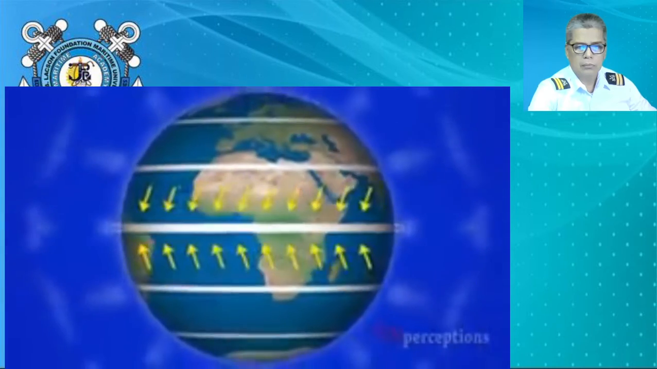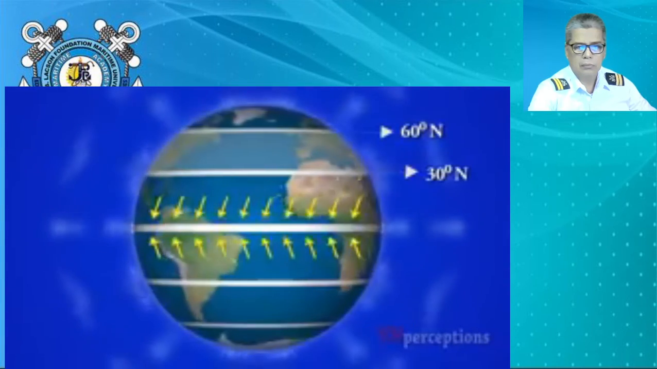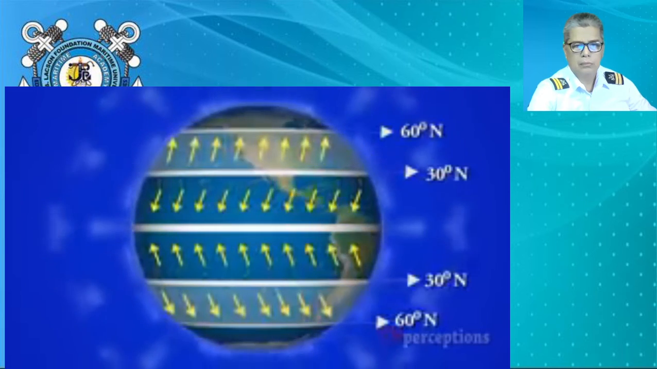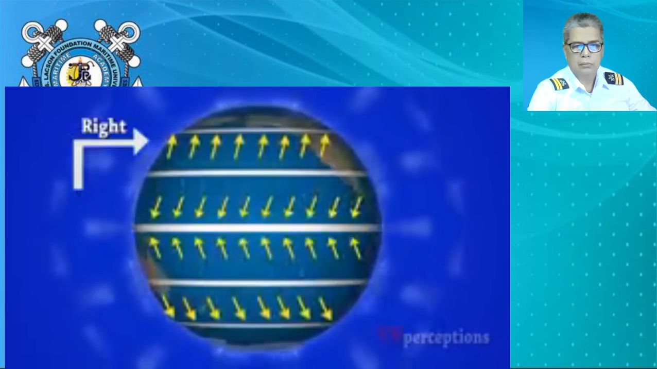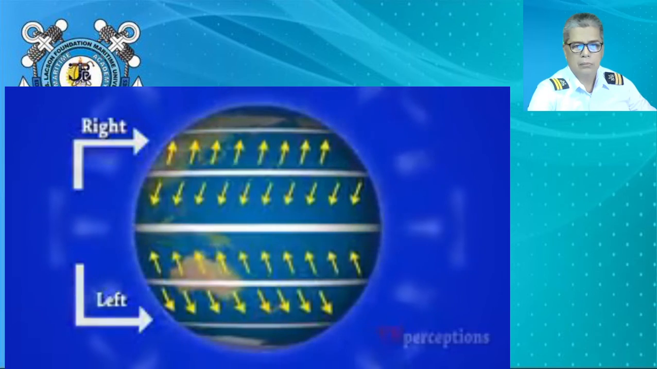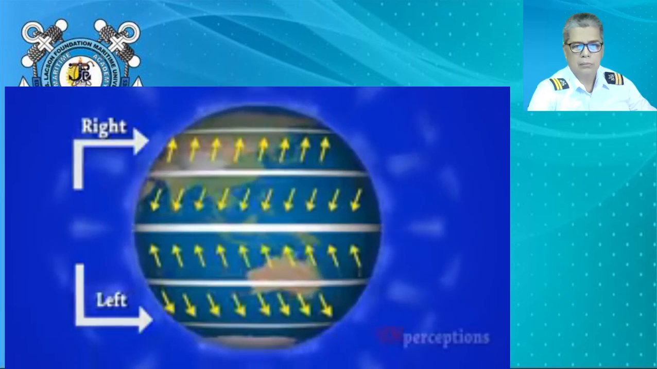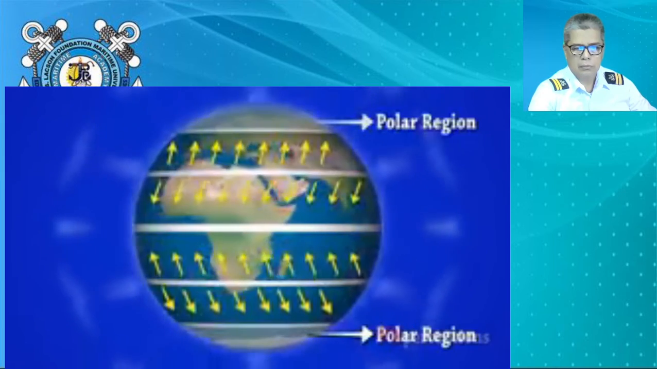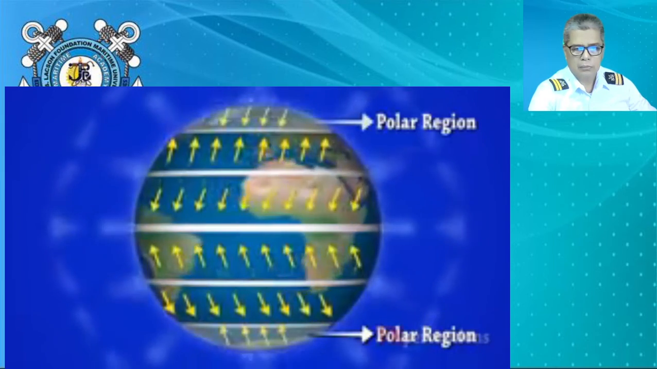In the same way, in between 30 and 60 degrees north and south, the wind bends towards the right and left in the northern and southern hemispheres respectively. Even at the polar region, the same phenomenon can be seen.